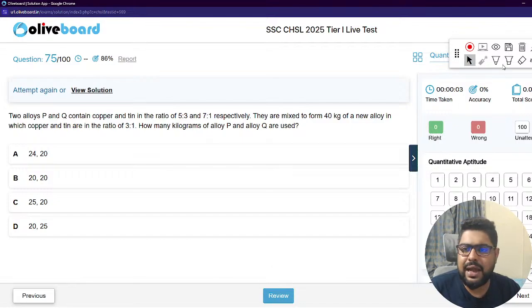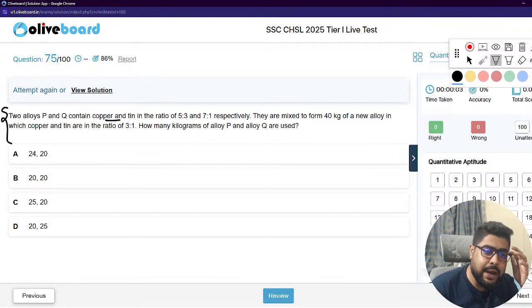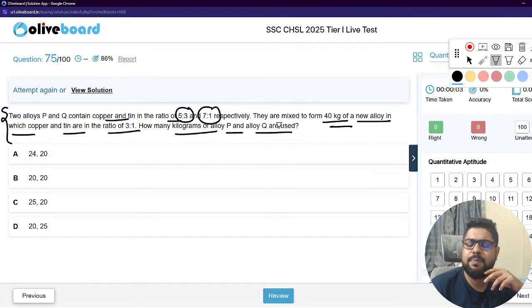Last question. Two alloys P and Q contain copper and tin in the ratio this and this respectively. They are mixed to form this much new alloy with copper and tin in this ratio. How many kilograms of P and Q are used? Two alloys P and Q mixed in 40 kg to form this. This is this. Okay.